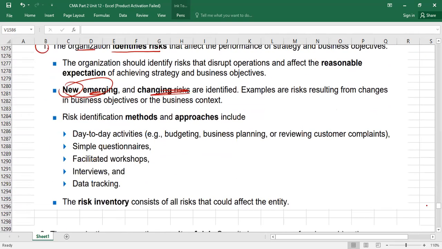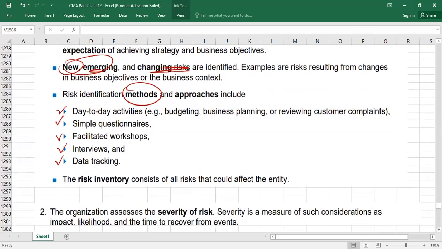And when you identify risk, I told you previously, guys, in the first lecture of risk management, there are different methods to identify risk. We can use questionnaires, facilitated workshops, interviews, day-to-day activities. We can review data tracking. We can use brainstorming, these kinds of things. These terminologies I have explained there. So this is the first thing: simply, you have to identify the risk.